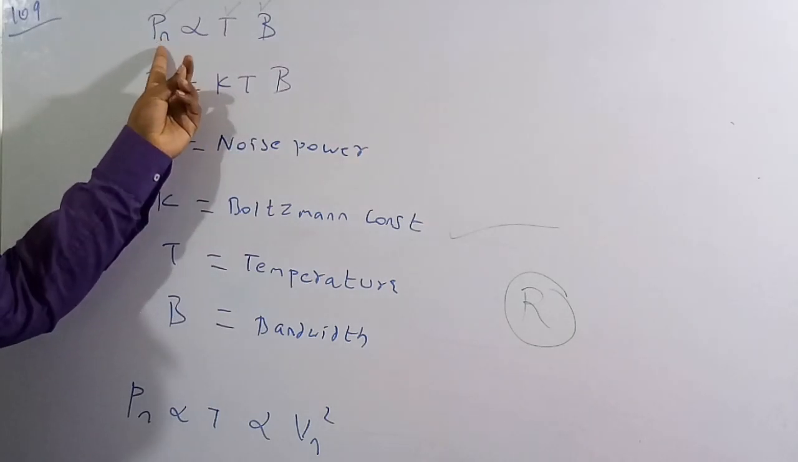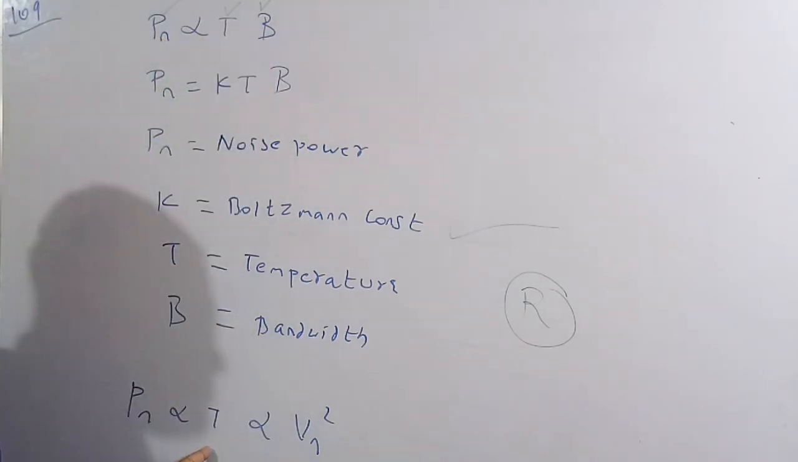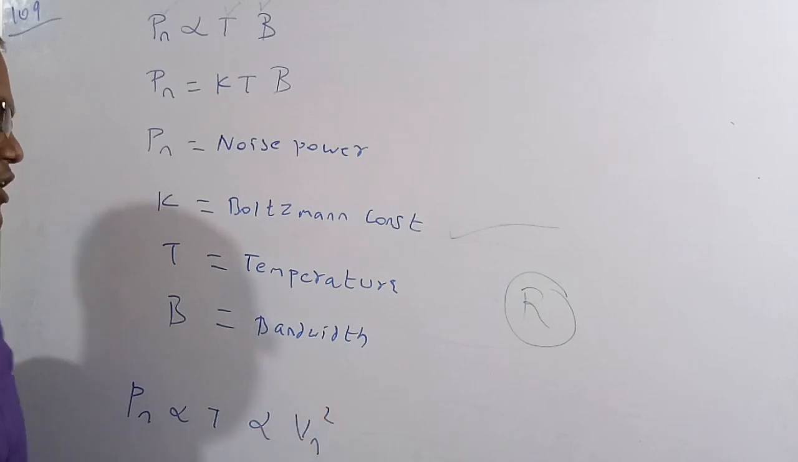So you can see the noise power is directly proportional to temperature, bandwidth is constant, and the temperature is directly proportional to the square of the noise voltage, or thermal voltage squared. So by this relation only we have used in the previous example.